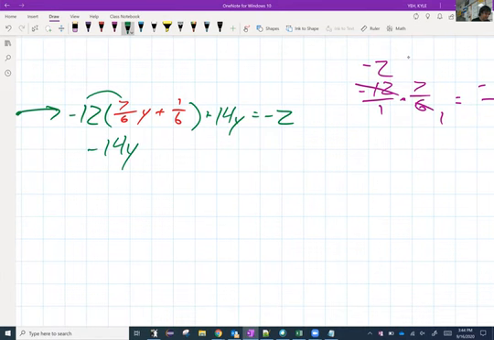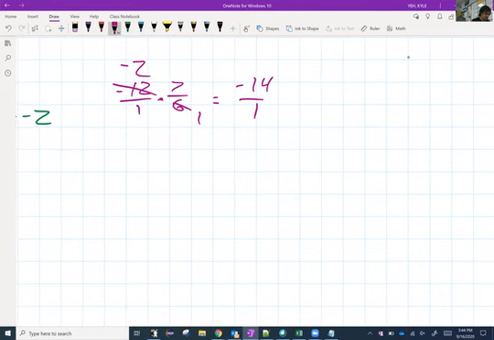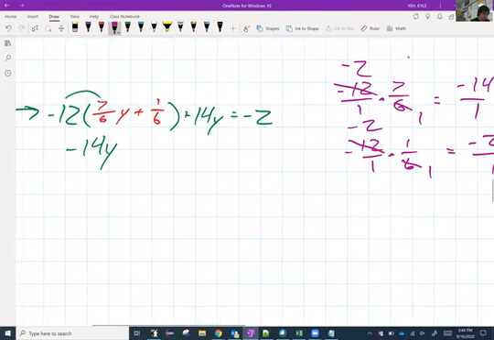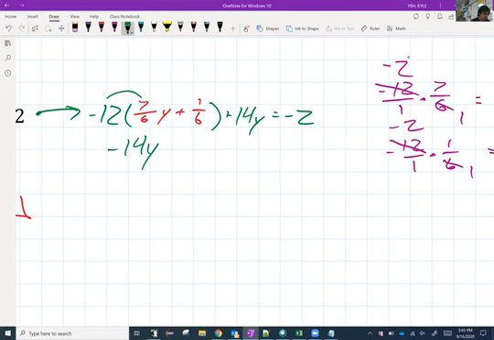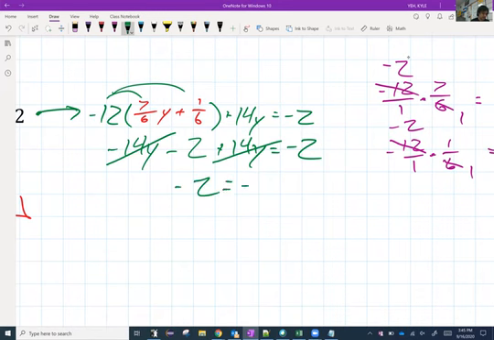And then we have 1/6. So I'm going to come over to the side and say, what is negative 12 over 1 times 1/6? Divide by 6 again to simplify this fraction. Negative 2. So negative 2 over 1. So we get negative 14y minus 2 plus 14y equals negative 2. And negative 14y plus 14y are gone. So negative 2 equals negative 2.